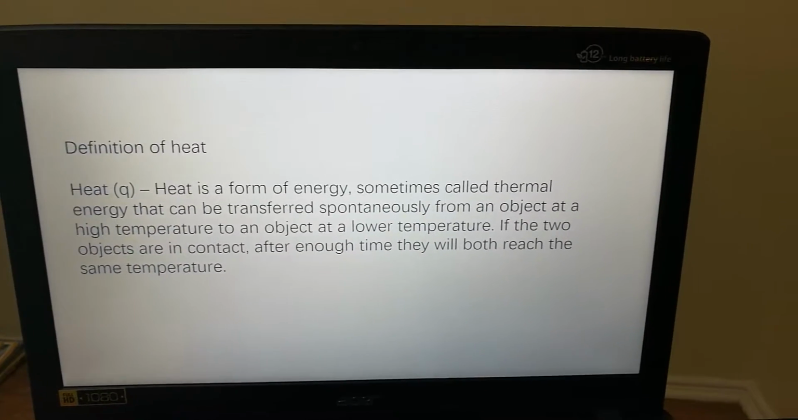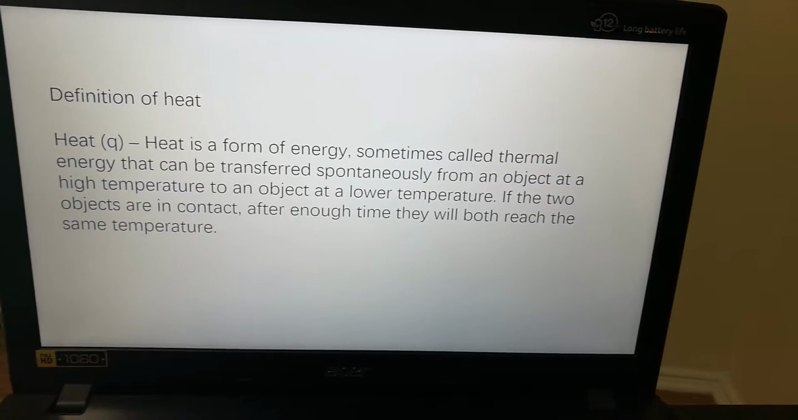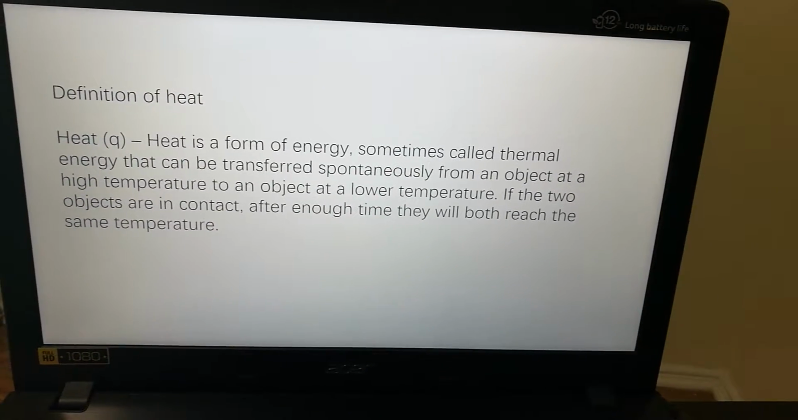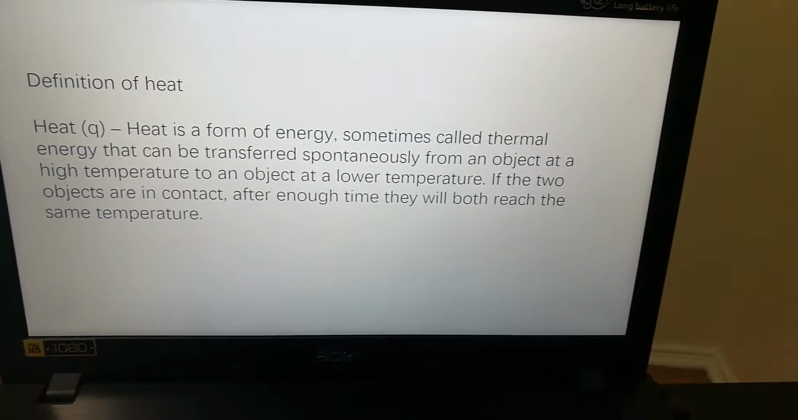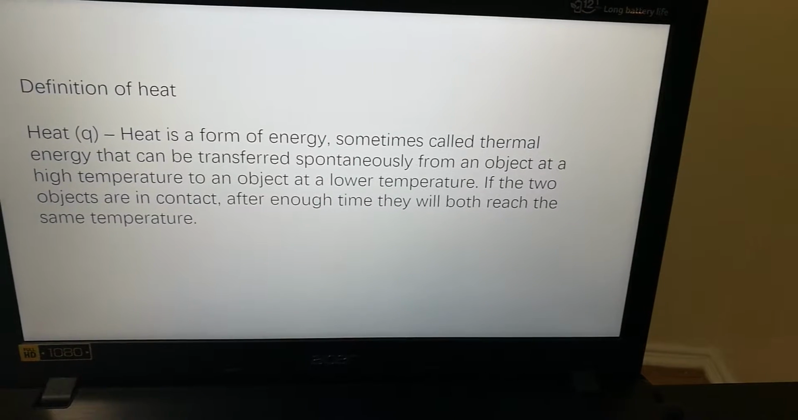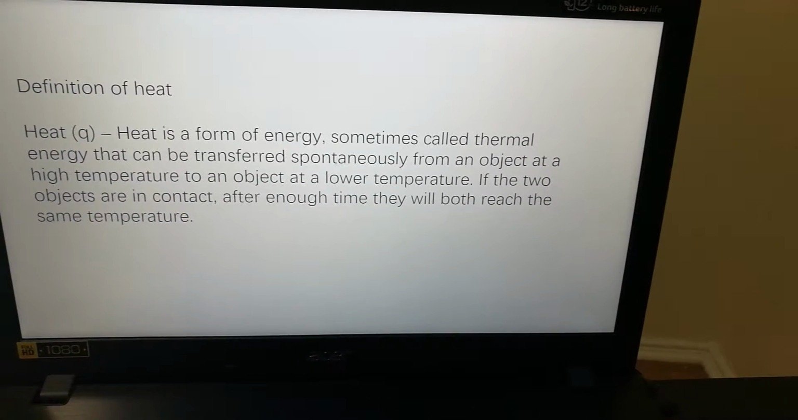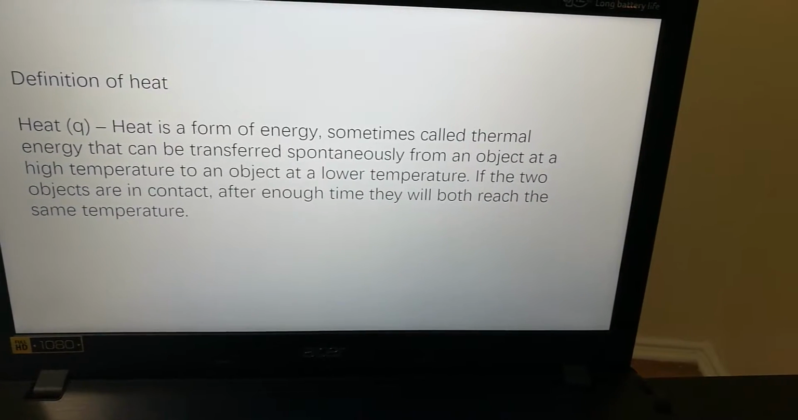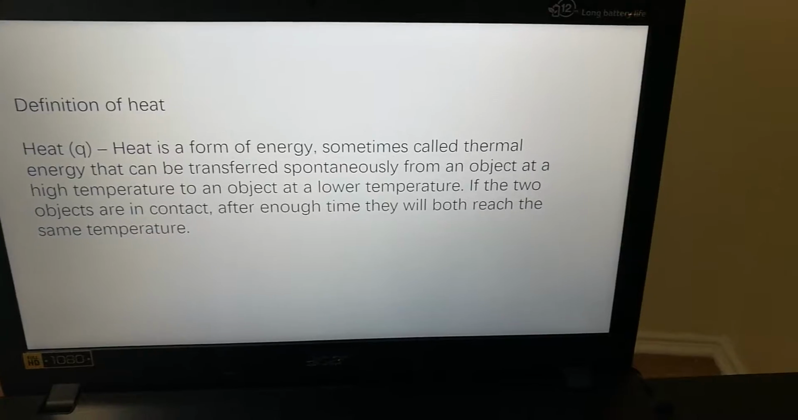Now let me introduce some knowledge we need to use in this experiment. First is the definition of heat. Heat is a form of energy, sometimes called thermal energy, that can be transferred spontaneously from an object at a high temperature to an object at a lower temperature. If the two objects are in contact, after enough time, they will both reach the same temperature.